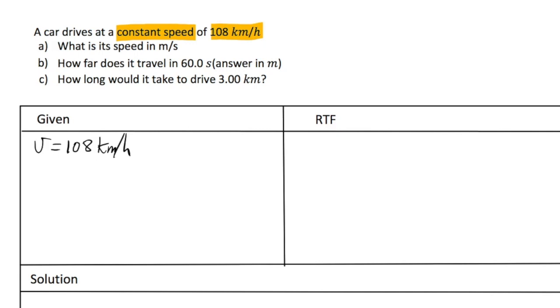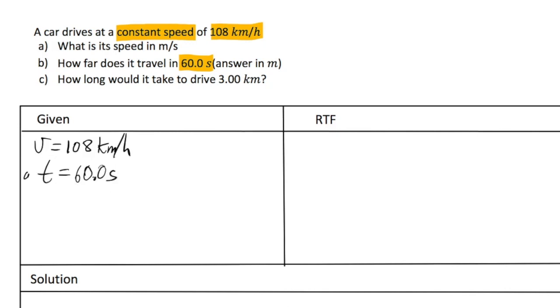Okay, so now the next thing we do is look for any other given information. So we go to part A and see if there are any new numbers. Part A: what is the speed in meters per second? No new numbers. In part B though, we have been given this: how far does it travel in 60 seconds? Well, 60 seconds is a measurement of time. So t is equal to 60 seconds.